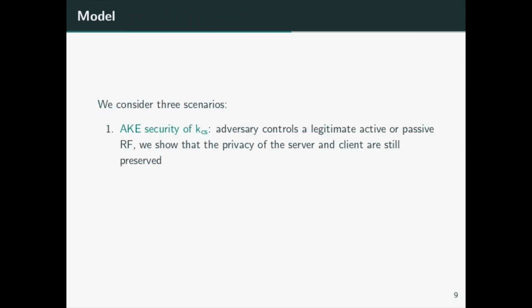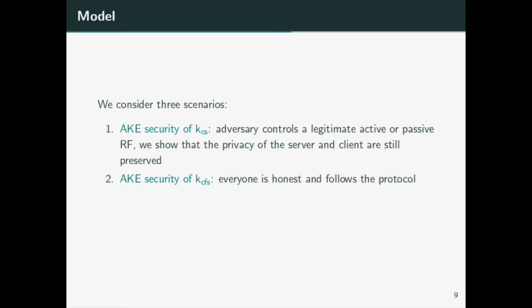To study the security of our scheme and our notion in general, we consider three scenarios. First, we test the authenticated key exchange security of the key KCS, so the key that is shared by the client and the server. In this scenario, the adversary controls a legitimate, active, or passive reverse firewall, does not give some corrupt implementation to the client, and we show that the privacy of the server and the client are still preserved in this case. Then, in the second scenario, we look at the AKE security of KCFS.